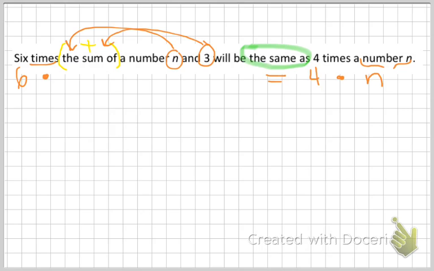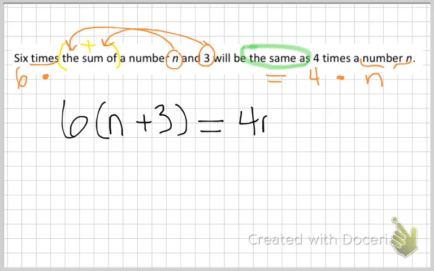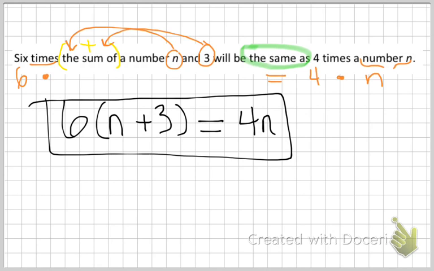So here we have 6 times parentheses. We are adding inside the parentheses. What goes inside the parentheses? n and 3 in that exact order. This will be the same as 4 times n, so in other words, 4n. And this here is our equation.